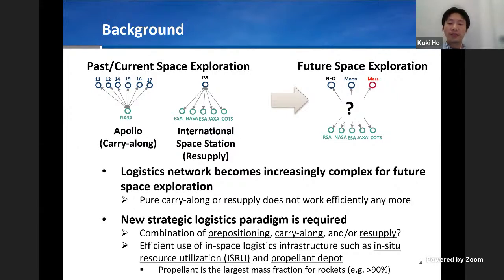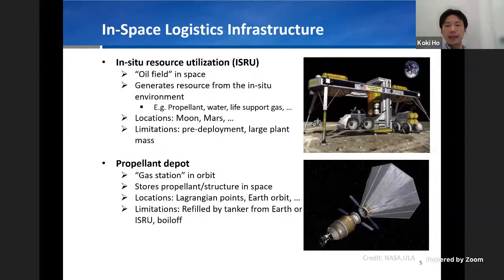Resource utilization, or sometimes called in situ resource utilization, ISRU, is essentially like mining on the planet. For example, there are concepts that have been proposed for mining on the moon. And this is like an oil field in space. It generates the resource from the in situ environment. For example, you can generate resource from the soil of the moon, or the regolith of the moon, to generate propellant, like to generate oxygen, which is often used as a part of the propellant for rockets. And on Mars, we have had a successful hardware demonstration of generating oxygen from the atmosphere on Mars. That's the only successful ISRU demonstration so far, but we have others planned for future missions.